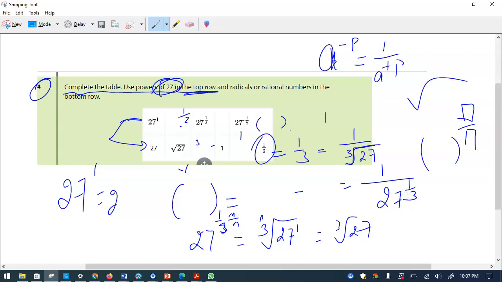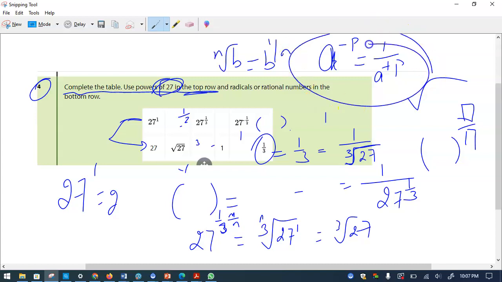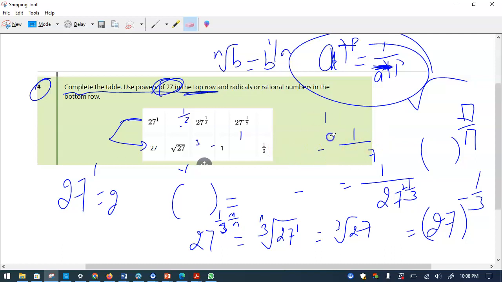Remember the trick is, you're going to use this formula when minus changes to plus, or if there's a minus here, it becomes a plus here. So now there's a plus here, so you can raise it up. And that's what you're supposed to write right here. 27 raised to minus 1/3, and you're done.